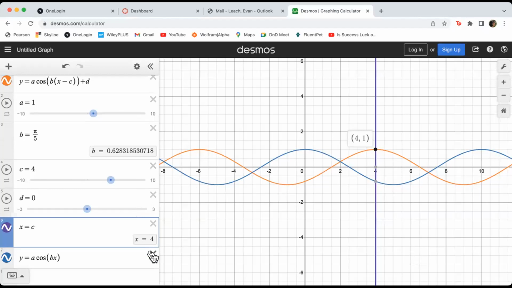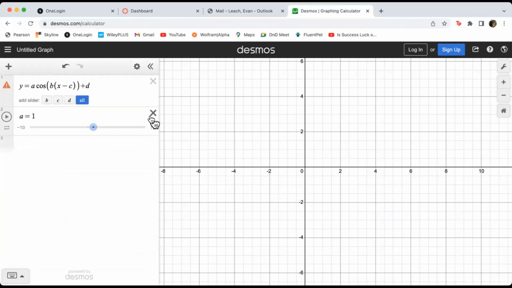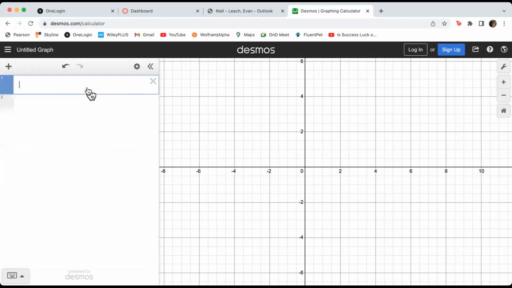Good questions? Then you can start doing things like, no, B isn't equal to the period. B tells us what the period should be. The period is 2 pi divided by B.